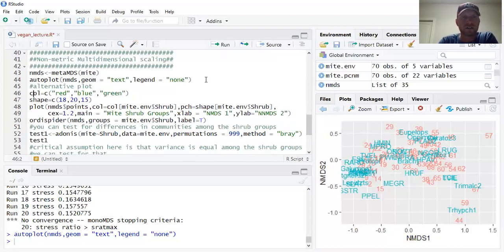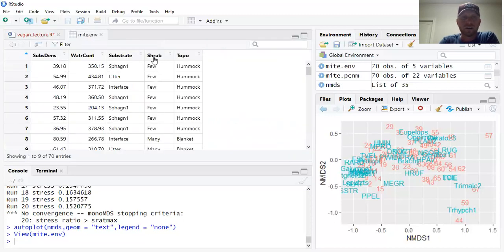Because what I want to show you is just one of the patterns that was obvious to me in this mite data set. So the first thing I'm going to do is think about the mite environment. If we go back to mite.env, notice there was this shrub variable. There's 3 categories there: few, many, and then none. So it could be that mite communities differ at locations that have many shrubs, few shrubs, versus 0 shrubs.